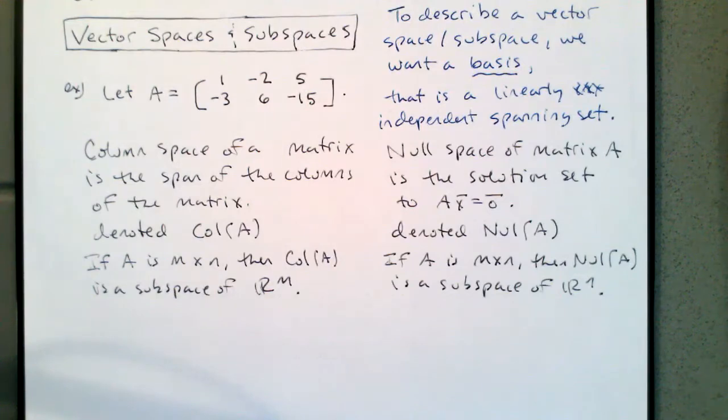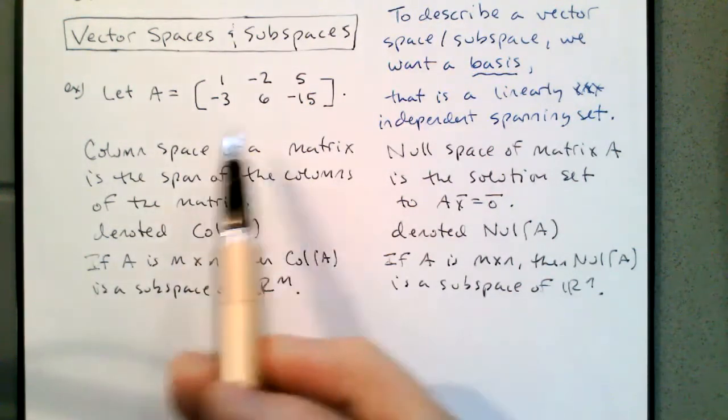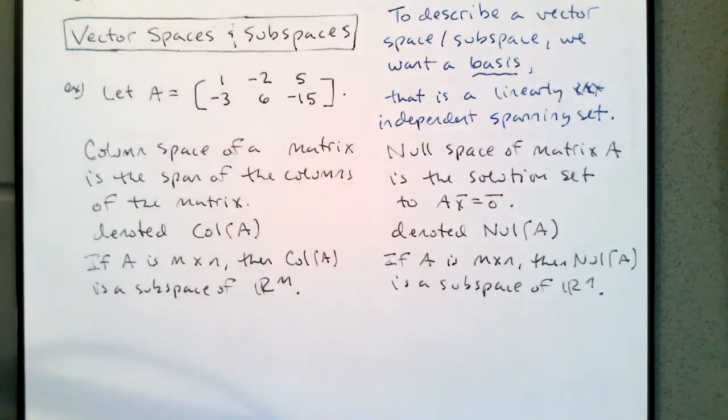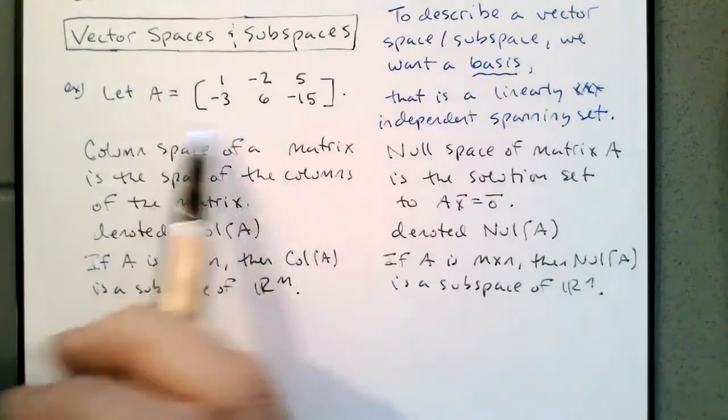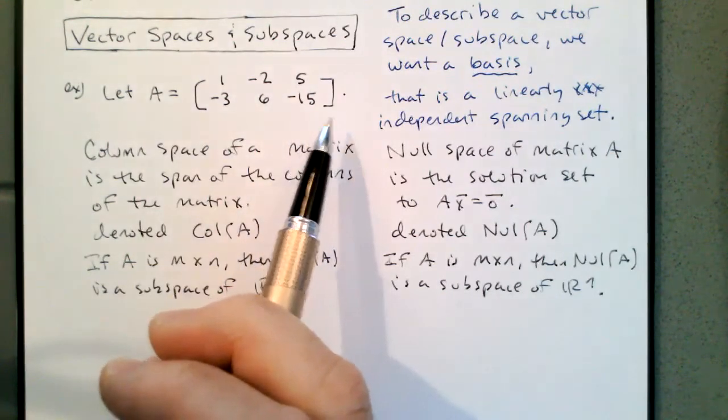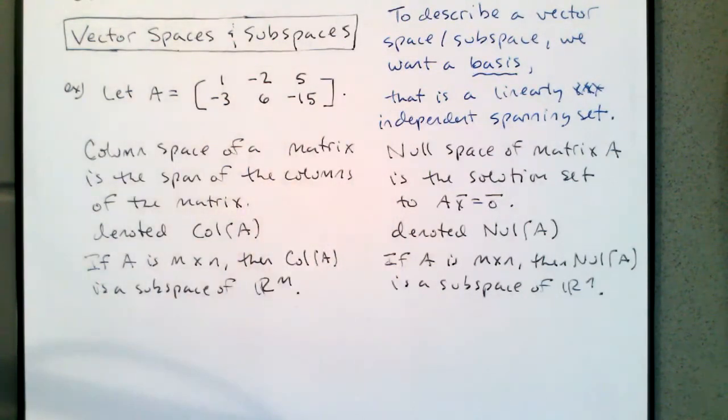We want to be able to describe the column space and the null space in more than just general terms. If I give you a specific matrix A and I say, find a basis for the column space of A, you don't just want to say that the column space of A is the span of the columns of A. That's just giving me the definition. I want to know, for this particular matrix, what is a basis for the column space of A.